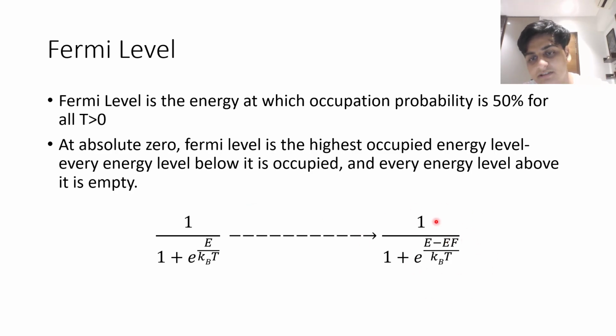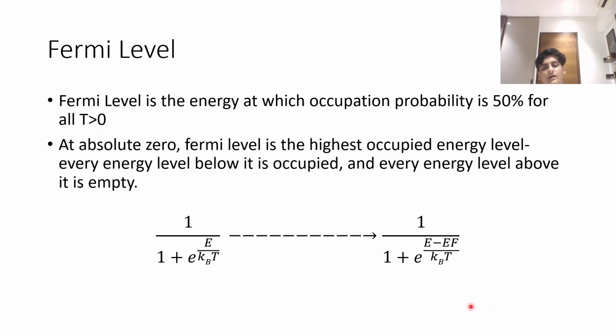Now let's look at this expression for occupation probability at absolute 0. So now your denominator goes to 0, and since temperature cannot be negative, let your denominator be 0 plus. Now for E that is less than EF, you have this exponential of the form e power minus infinity, because your denominator is going to 0 plus and your numerator is negative. So if this is e power minus infinity, then this whole expression tends to 1, which is the first part of this statement, that every energy level below the Fermi level is occupied.